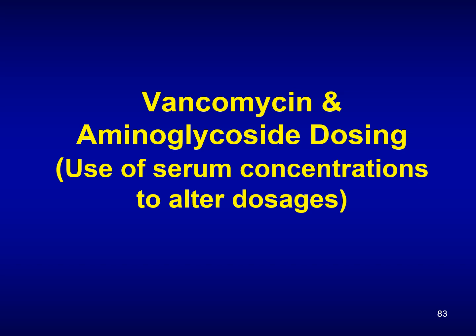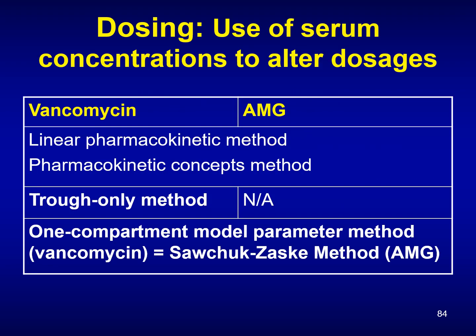So how do we use these serum concentrations to adjust dosages so they are customized to the patient? There are different ways to do this. We won't be talking about the linear PK method or the PK concepts method. We will be touching upon the trough-only method for vancomycin, and then for both, the same method, just different names. For vanco, it's called the one-compartment model parameter method, and for aminoglycoside, the Salchak-Zaske method.